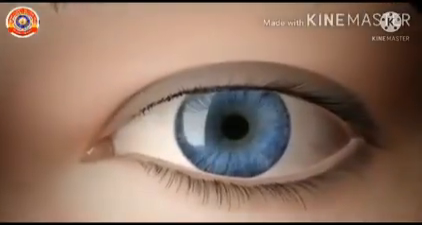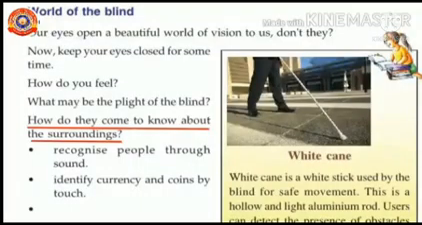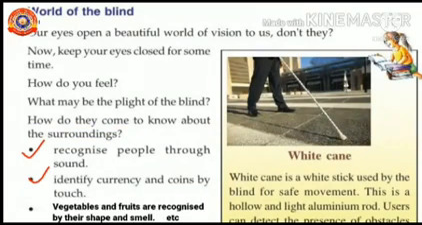Now, keep your eyes closed for some time. How do you feel? It is very difficult, isn't it? Then think about the plight of the blind. How do they come to know about the surroundings? Yes, they recognize people through sound, and identify currency and coins by touch. Vegetables and fruits are recognized by the shape and smell, etc.